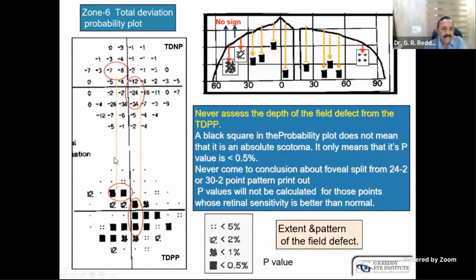If you observe the black square, -7 is also a black square, -8 is also a black square, -12 is also a black square, -24 is also a black square. A black square in the probability plot represents a huge range of loss of retinal sensitivity, starting from -7 to -35. So a black square in the probability plot does not mean that it is an absolute scotoma. It only indicates that its p-value is less than 0.5%.